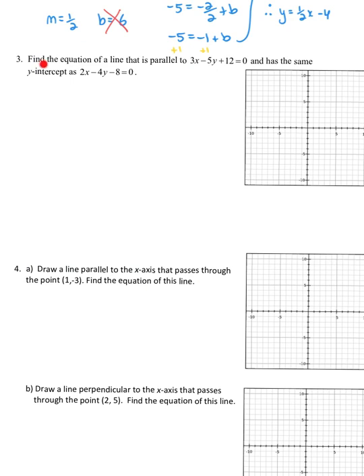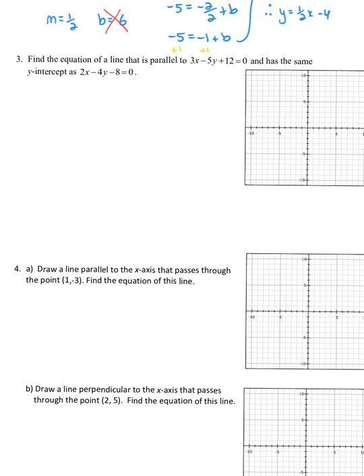In number 3, we are asked to find the equation of a line that is parallel to 3x minus 5y plus 12 equals 0, and it has the same y-intercept as another line, 2x minus 4y minus 8 equals 0. This question is more complex than number 2 because in number 2 we were given an equation and a point. Here we are given 2 equations.